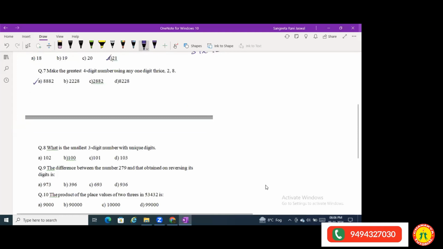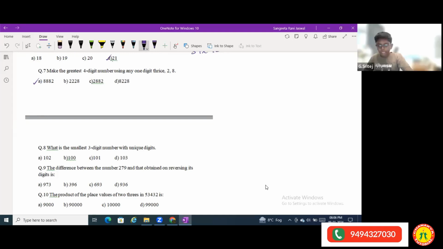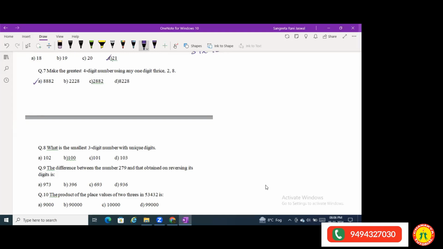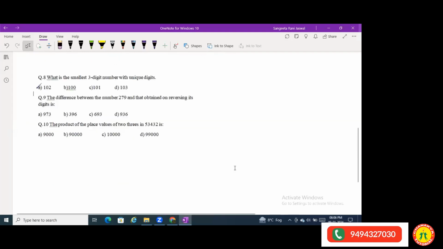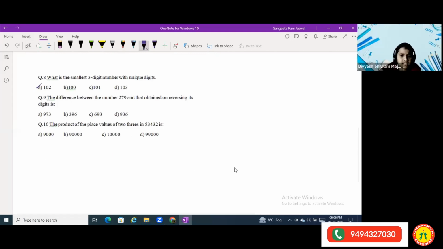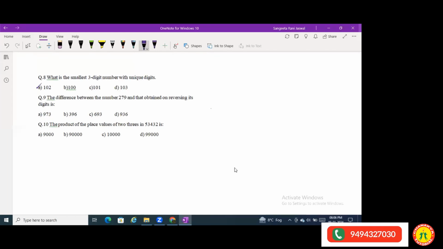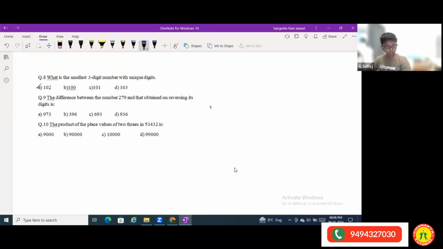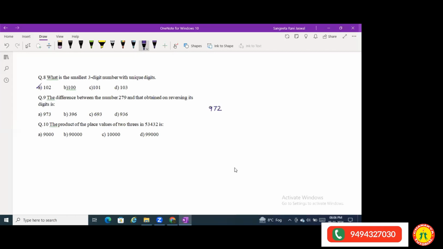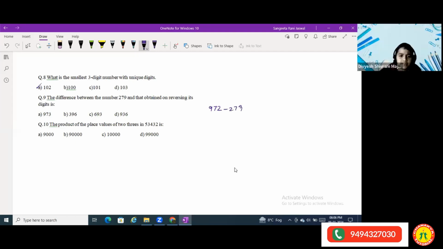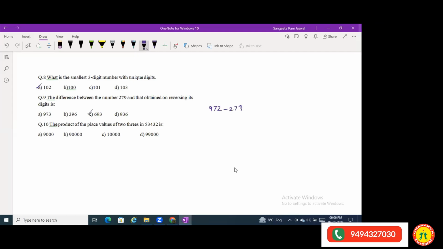Okay, now what is the smallest 3-digit number with unique digits? Ma'am, 102, option A. Yes. Okay. The difference between the number 279 and that on reversing its digits is what? When you reverse the digits, what do you get? Ma'am, option C, 972. Okay, so what is the difference between them? Ma'am, it's 693. Okay, yes.